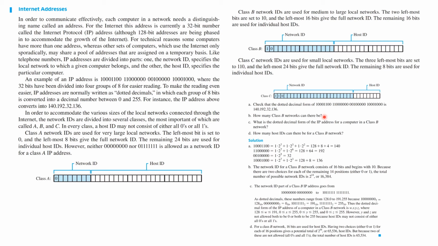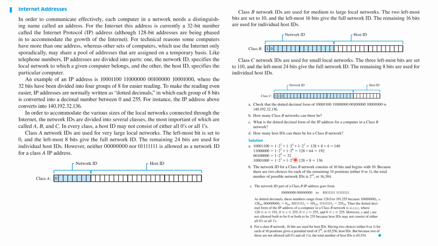How many Class B networks can there be? Well, we have to say how many numbers we can put in here. In each one of those we can put a 0 or a 1, and there's 14 positions there, so it's 2 to the 14th, or 16,384.